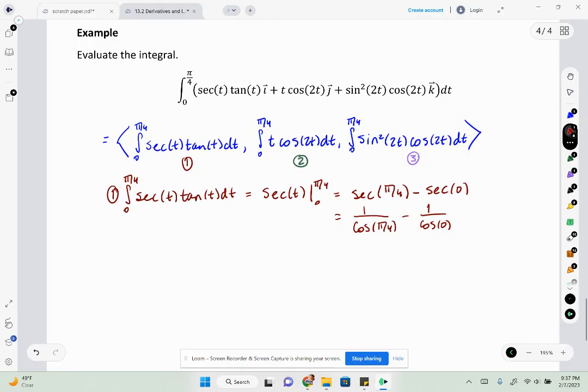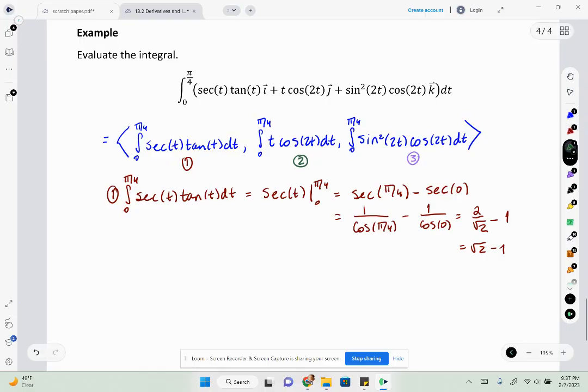Cosine of pi fourths is going to be root 2 over 2. So we have 1 over root 2 over 2, right? And so that's going to be 2 over root 2 minus, and then the cosine of 0 is 1, so we're just looking at a minus 1. Don't worry about rationalizing. It's fine if you don't. Although if you do rationalize this, it does simplify to just be root 2 minus 1. It doesn't make it more correct though, so don't worry.